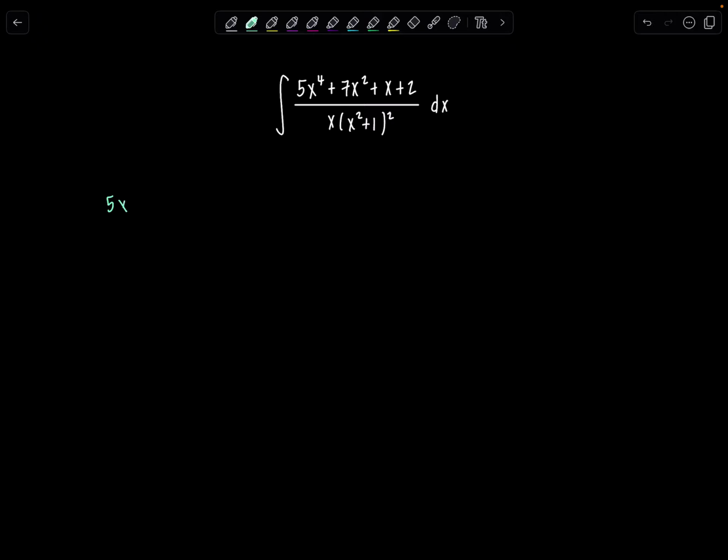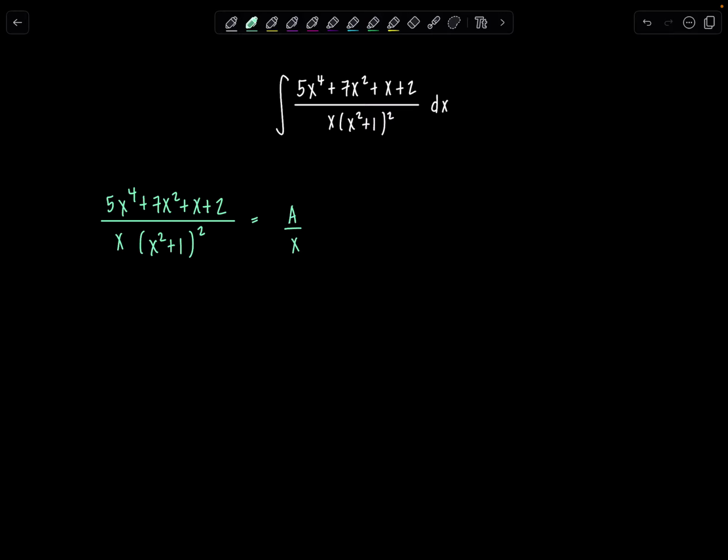We have 5x to the fourth plus 7x squared plus x plus 2. And then let's look at that denominator. Thankfully, it's already fully factored. x is a linear factor. x squared plus 1 is an irreducible quadratic, and it's repeated.